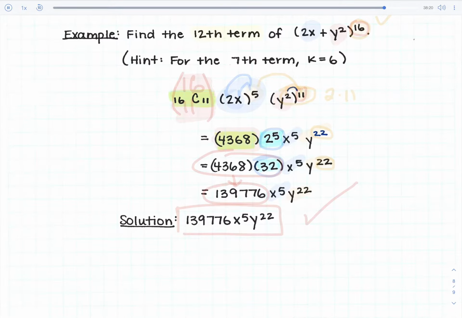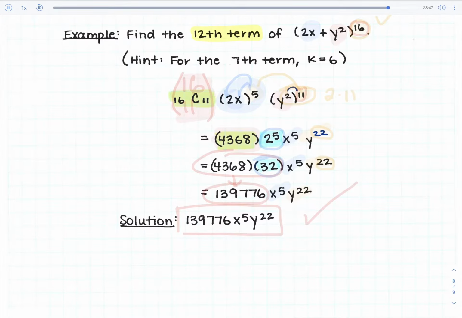But the binomial theorem can help us just figure out a random term, too. So let's try it. For this last one, we've got (2x plus y squared) to the 16th, and we want to find something very specific. We just want to find the 12th term. No other terms, just the 12th term.